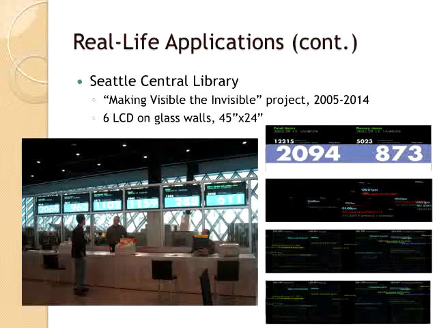The second real-life application comes from Seattle Central Library. This is the Making Visible the Invisible project, which is a commission for the Seattle Central Library. It is a large, open, 19,500 square foot space dedicated to information retrieval and publicly accessible computer research. The installation consists of 6 large LCD screens located on the glass wall behind the librarians' main information desk, as you can see from the photo on the left-hand side.